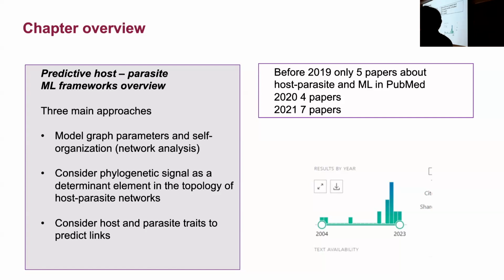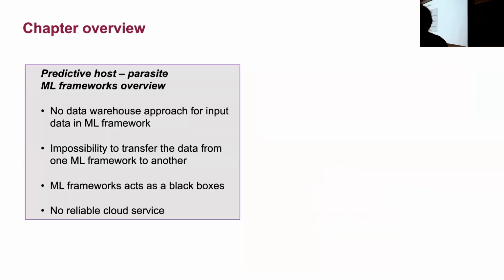And the third is to consider traits of the parasites and the hosts and try to predict the links. Summarizing, if you have similar traits in the host and similar traits in the parasite, they match. So they analyze these trait matrices between both and see which match. Those are the main three frameworks I found.